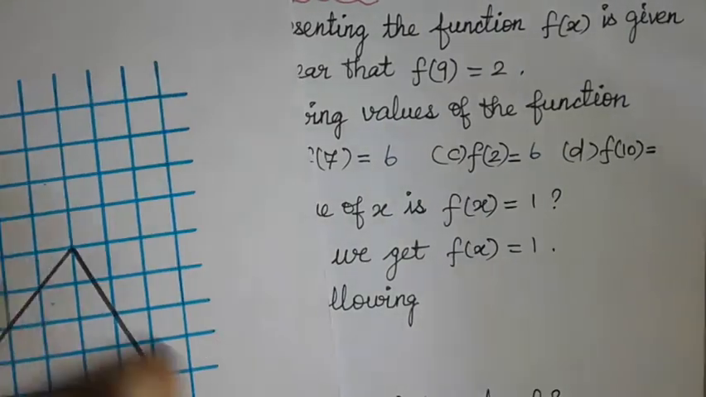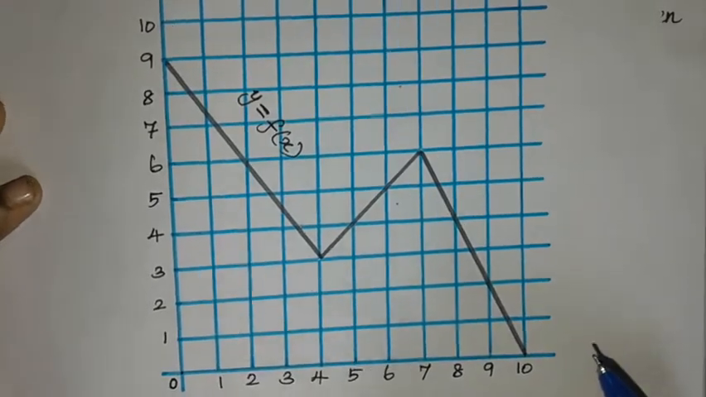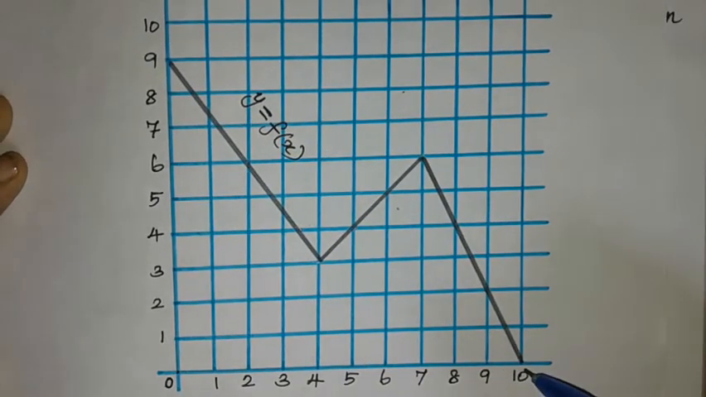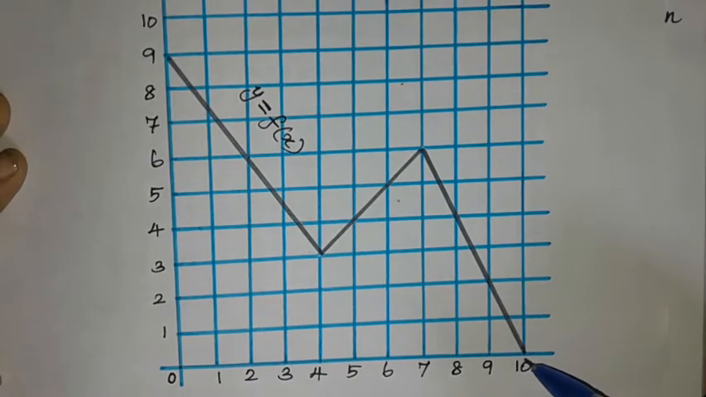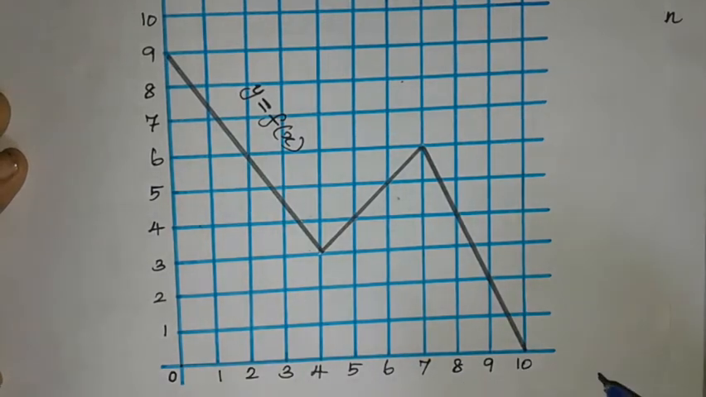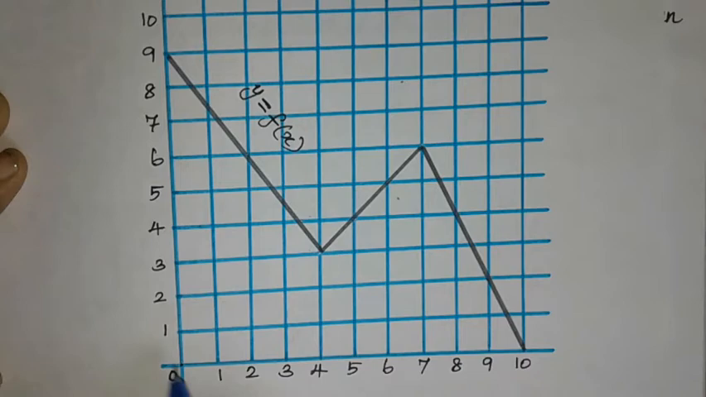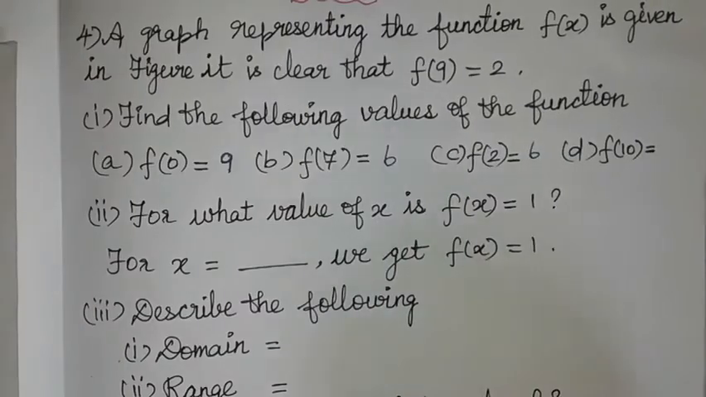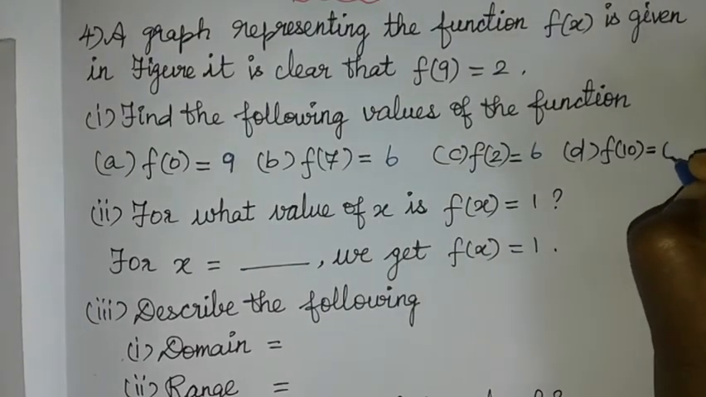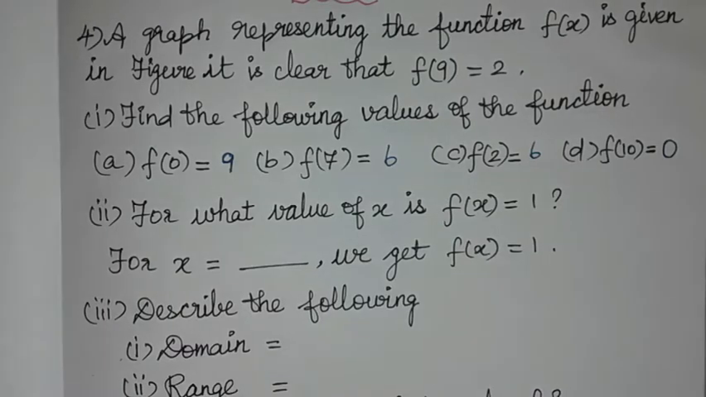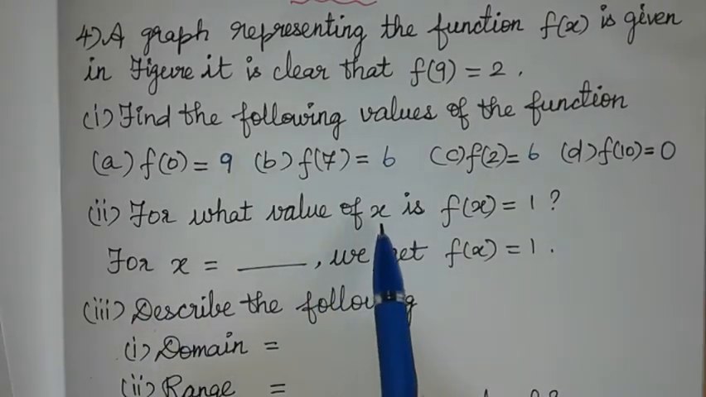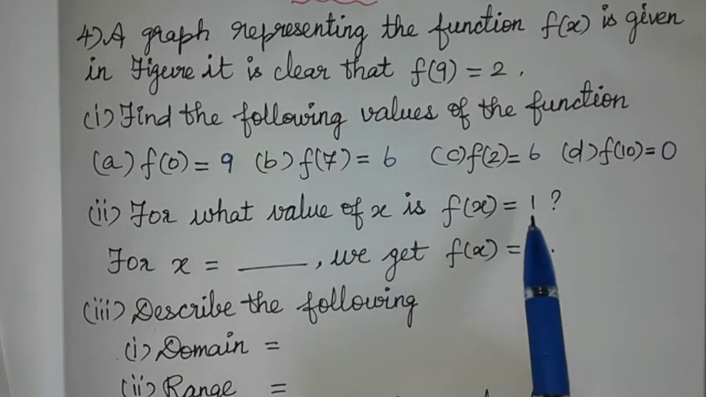Then f of 10, yes, from this graph, here we have that 10. This occurs on this horizontal line. Therefore, the f of x value is 0. Then, for what value of x is f of x equal to 1.